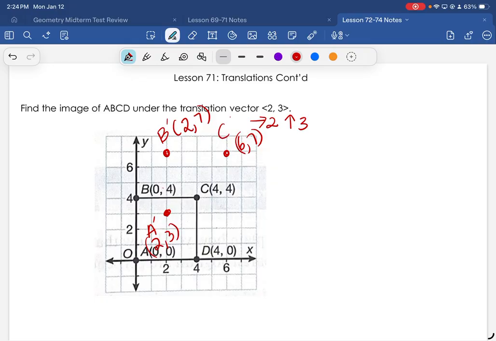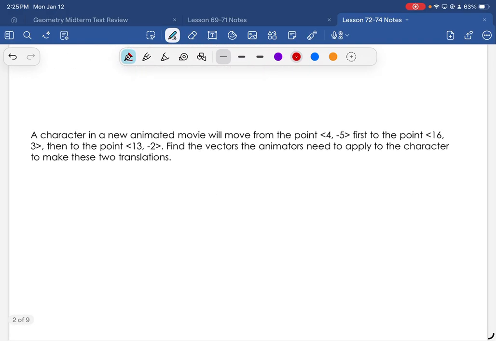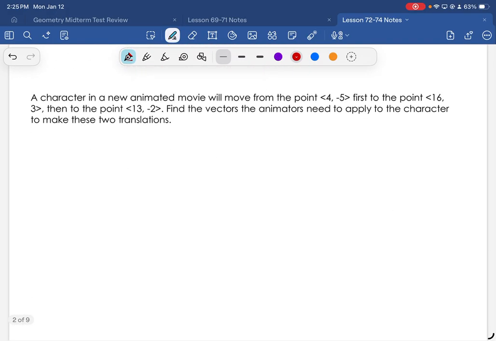That's C prime. And then Thomas, where's D prime? 6, 3. 6, 3 is D prime. Then y'all remember to connect those dots to make the square. There you go. That's the answer. Okay, moving on to the next question.